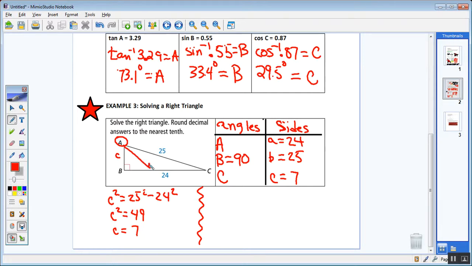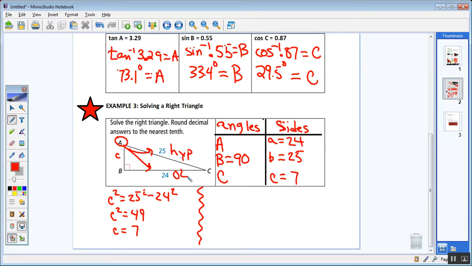So 24 is opposite. What else do you know? The hypotenuse right here. So you know the hypotenuse and you know the opposite leg. So Sonny, what can I say about angle A related to the opposite leg and the hypotenuse? Well, I just did sine of angle A equals 24 over 25. I totally agree with you. You're saying sine of angle A was what? 24 over 25. All right, let's talk about that.